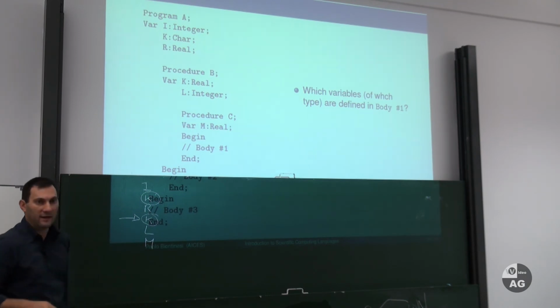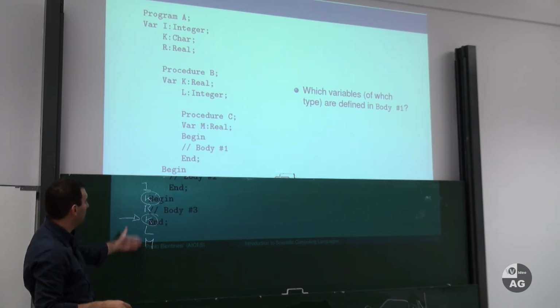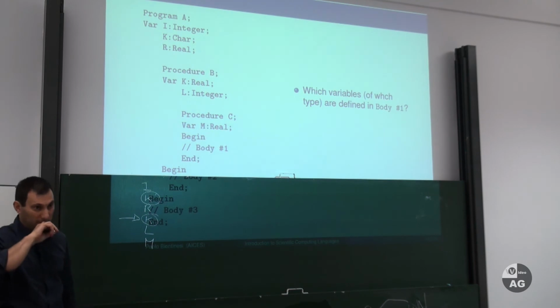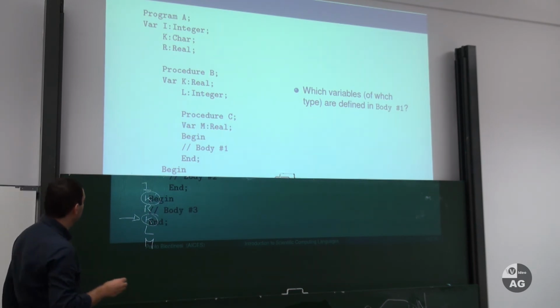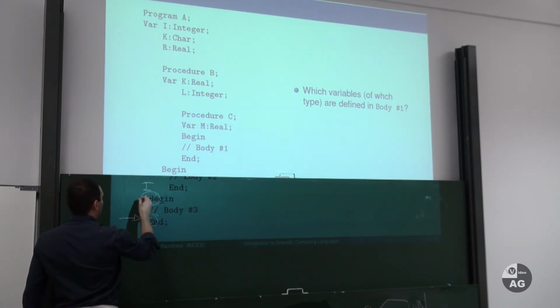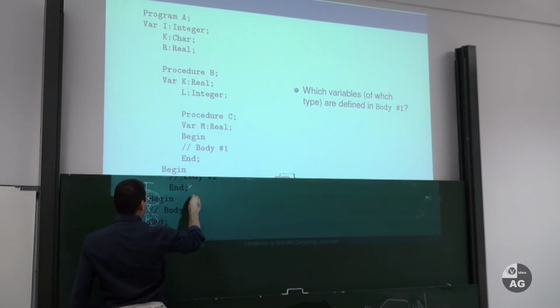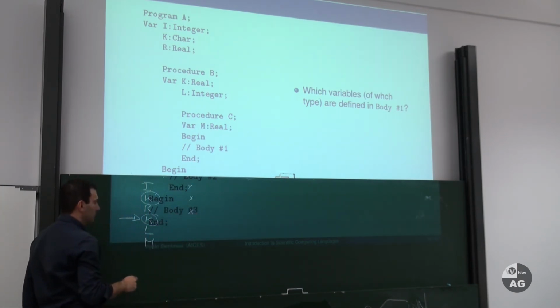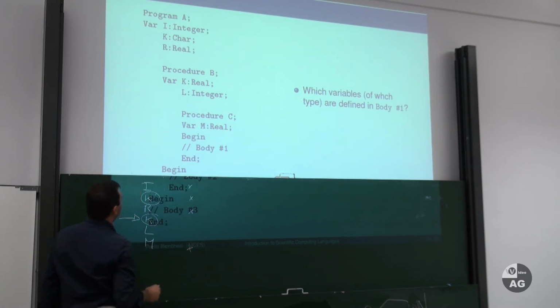Okay. Any other answer? Which variables can I use inside body number 1? Yeah? I guess this is I, K, R from the first declaration. So these 3. And M. And M, okay. Where did L go? Oh, L is there, okay.